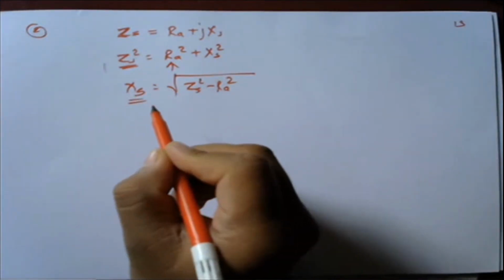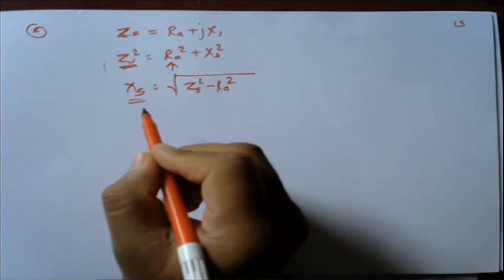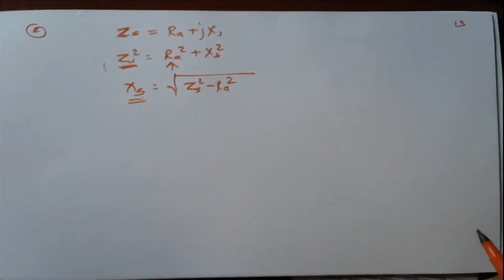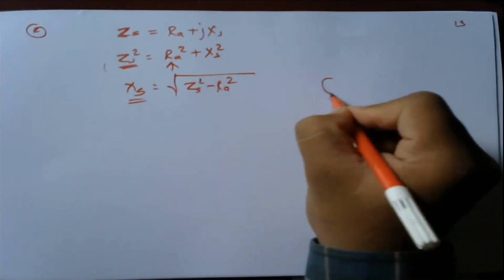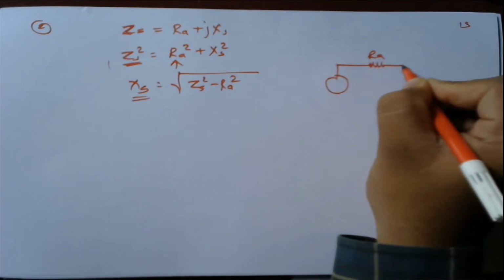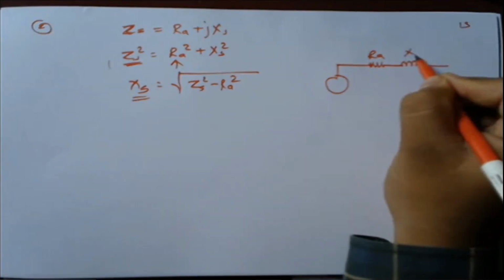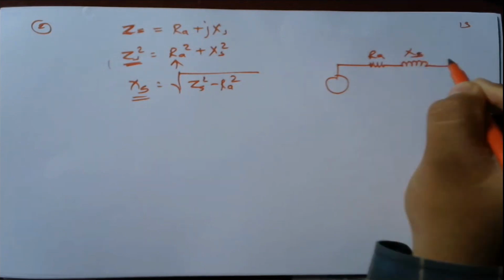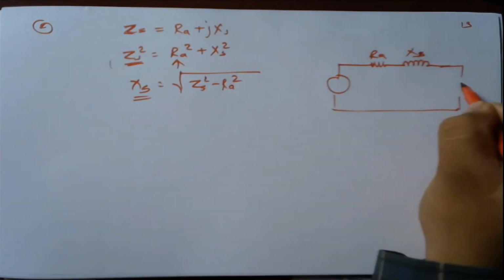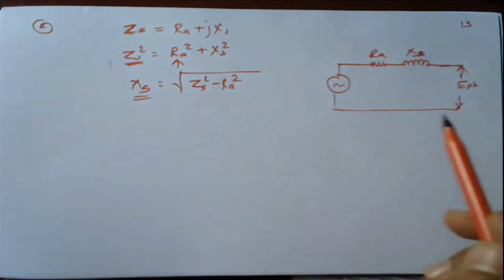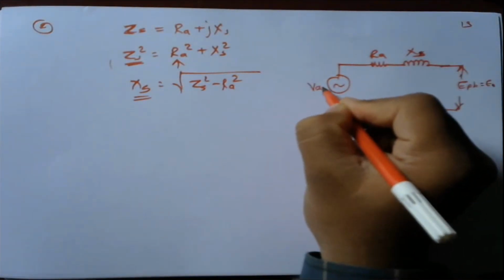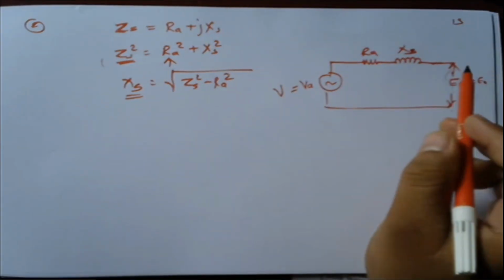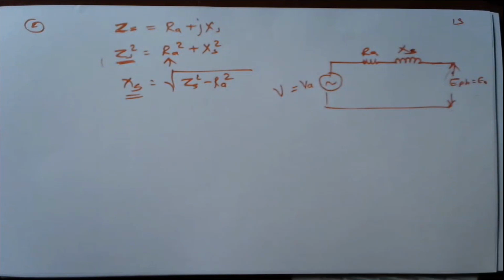Once I got the values of XS and ZS, I have to calculate the voltage regulation. But how to calculate that? Let us draw the per phase circuit. This is the applied voltage, this is RA, and this is XS, with RA plus XS and an EPH. Can you write down the formula for E0? What is the voltage EPH? Let us suppose this is VT or VPH. If I use this equivalent circuit and plot the phasor diagram, I will get the formula.